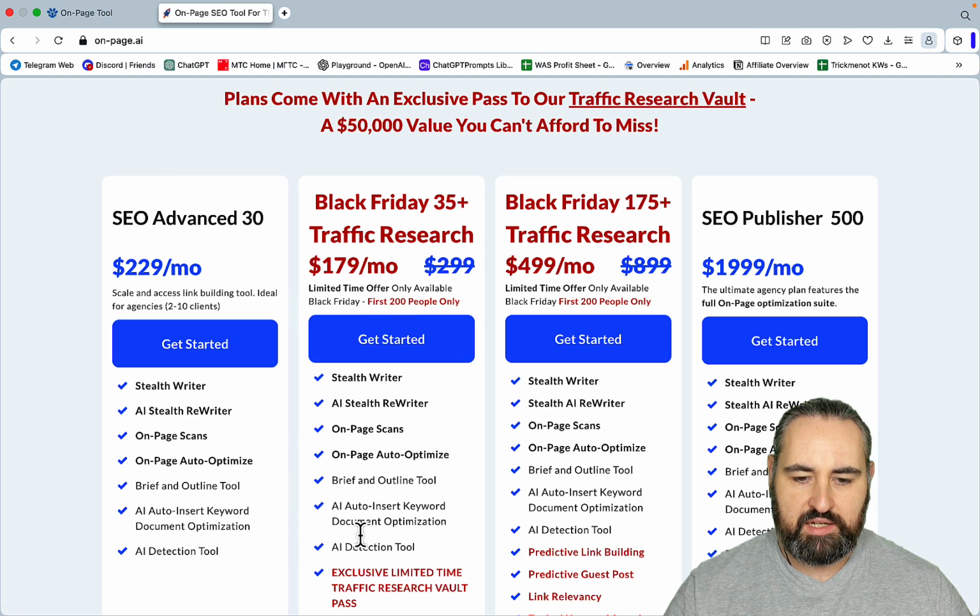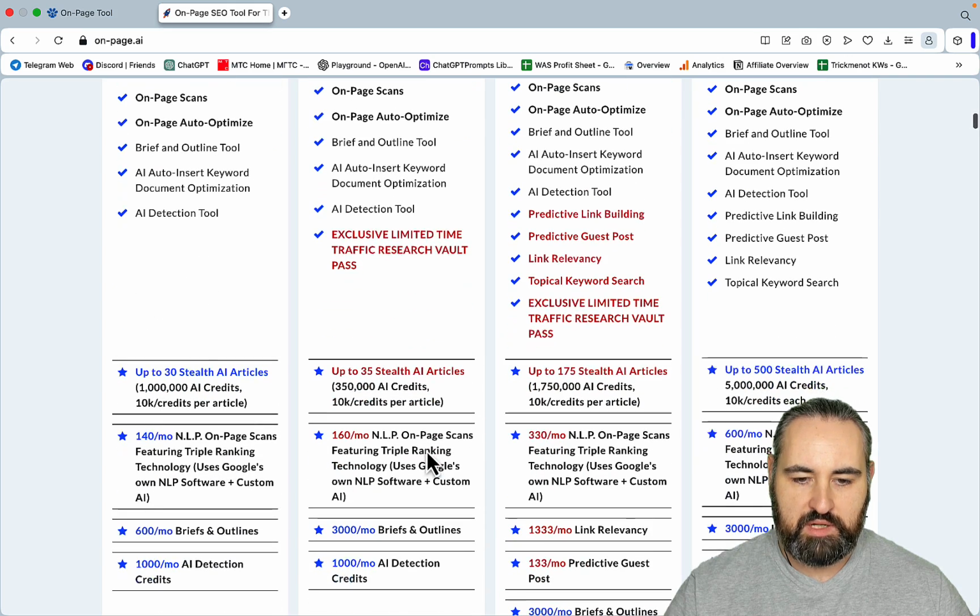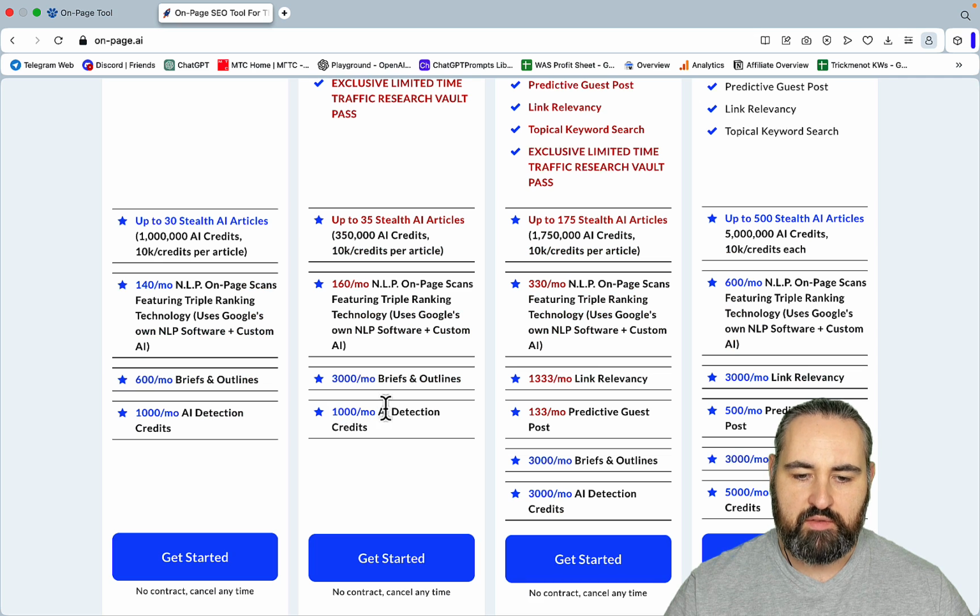I got this plan here, which allows you to do page scans and on-page optimizations. You can use their inbuilt writer tool and AI detection tool. So that's what I picked up for my experiments. You can run 160 on-page scans. You have 350,000 AI credits. You even get 1,000 a month AI detection credits as well.